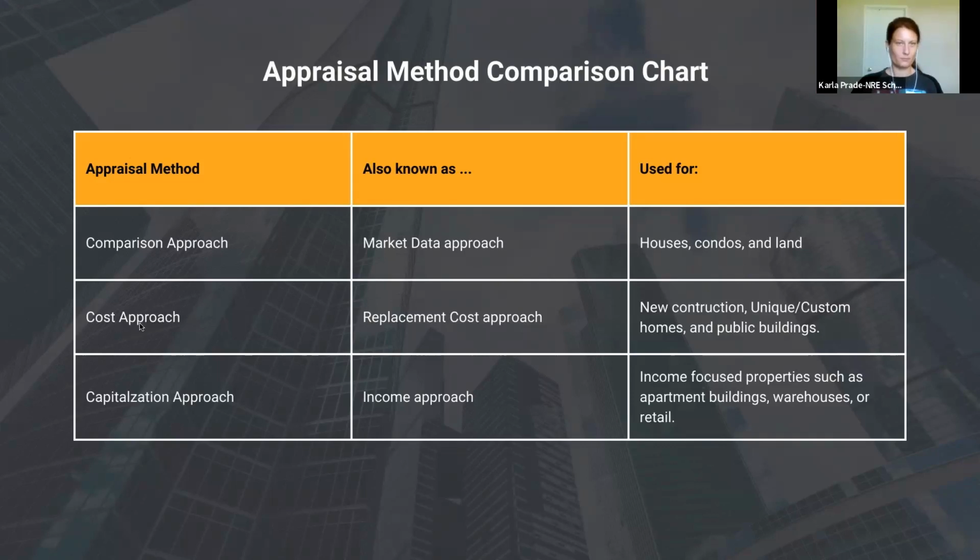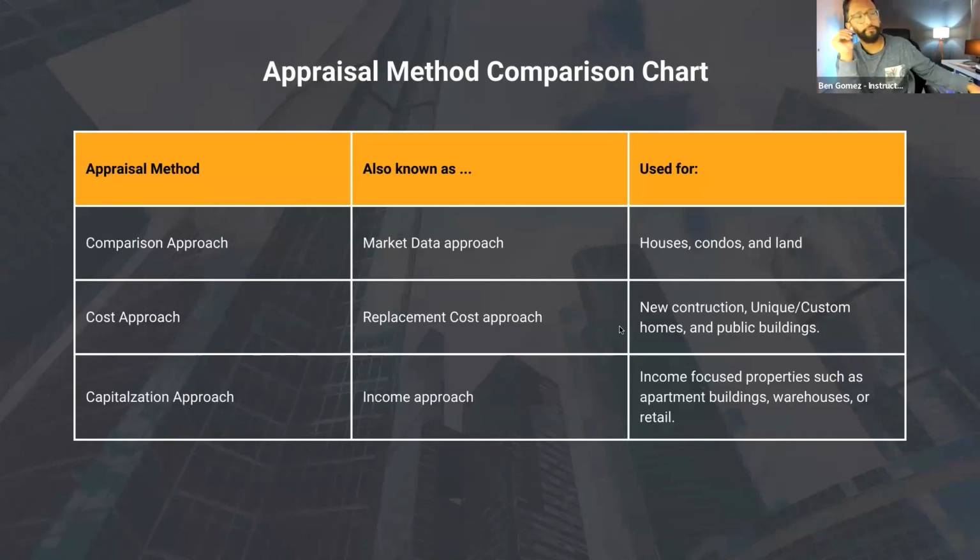The other approach is called the cost approach. This is also known as the replacement cost approach. Now, this one is used for new construction. This is used for unique custom homes. And this is used for public buildings. And the reason they call this the cost approach is because this one is a lot more intricate.